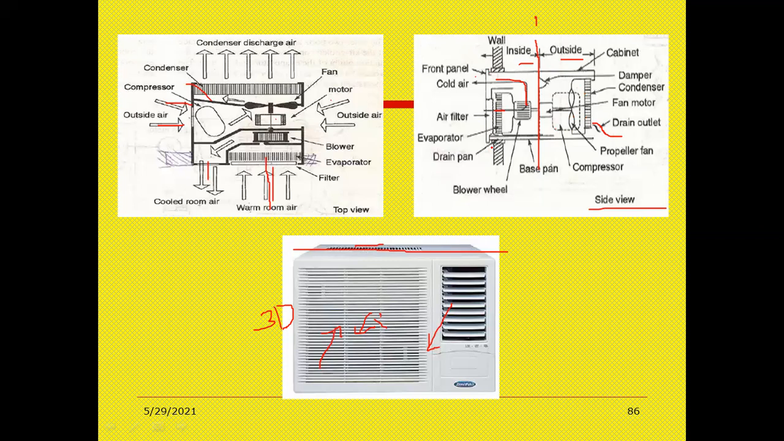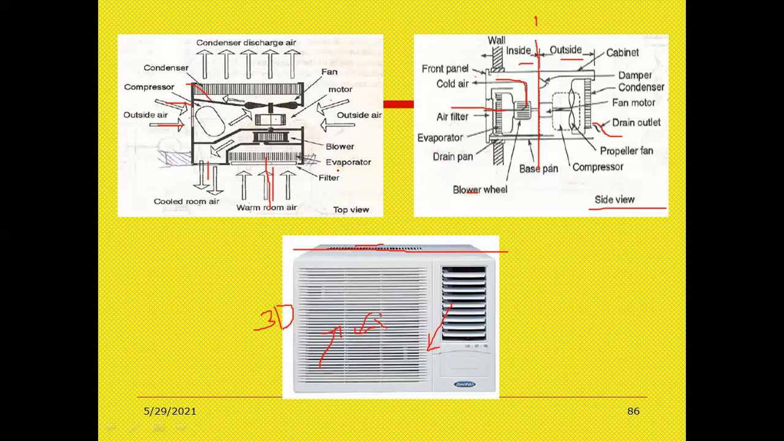So this is the simple feature of this air refrigeration system. Here you have a blower wheel where the air goes inside and comes out as cool air. So this is the representation of a window air conditioning system.